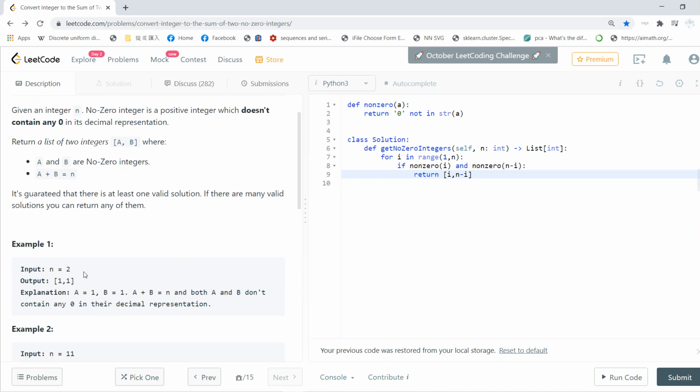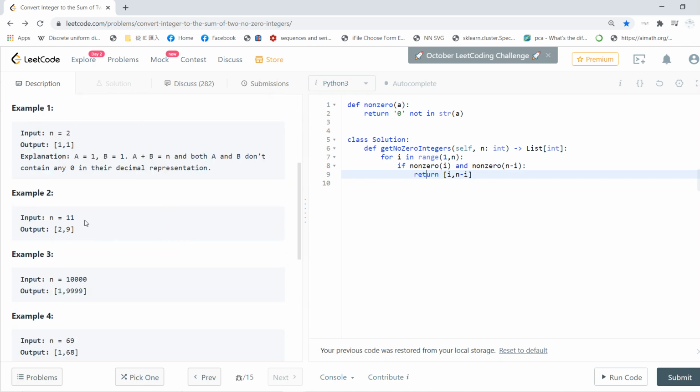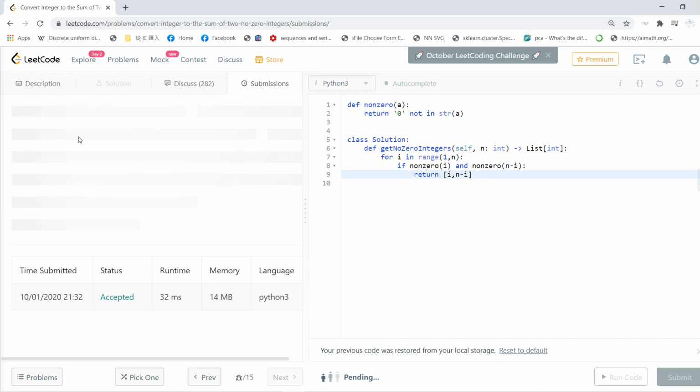So for example, n equals 2, we will check 1. Then we check that 1 and 1 are both true. So 1 and 1 are no-zero integers, and we just return 1 and 1. Also for 11, we check 1 first. Then we get 1 and 10, which is not acceptable. Then we check 2 and 9, which is acceptable. So we just return this. Okay, so this can solve the problem.